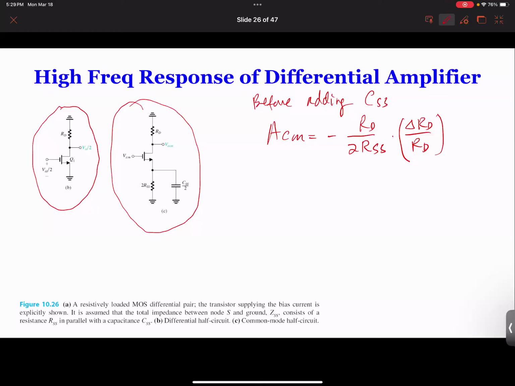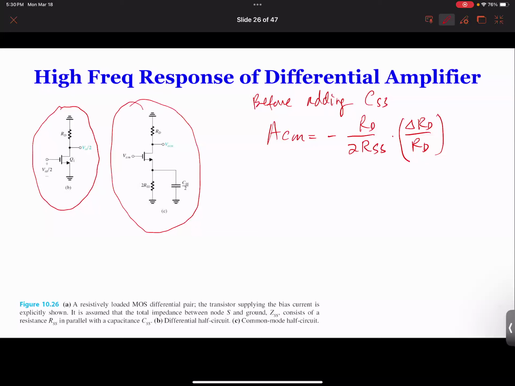So it's like a sensitivity. Delta RD is the difference between the two RDs. If delta RD is 0, which means they're perfectly matched, your common mode gain is 0 and your common mode rejection ratio is infinity. But typically that's not possible. The RDs always have some difference. If you go by 1% resistors, your maximum possibility is a 1% difference. So this is the common mode gain.